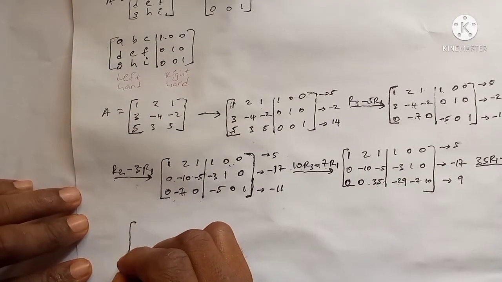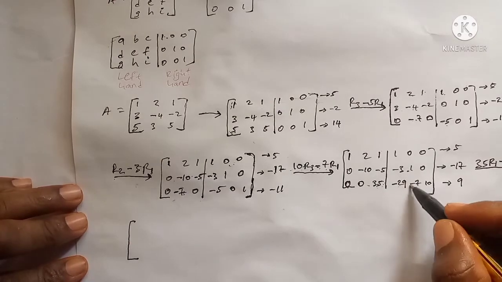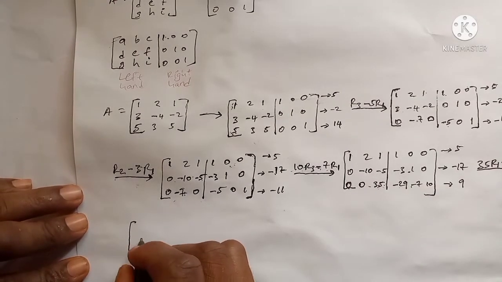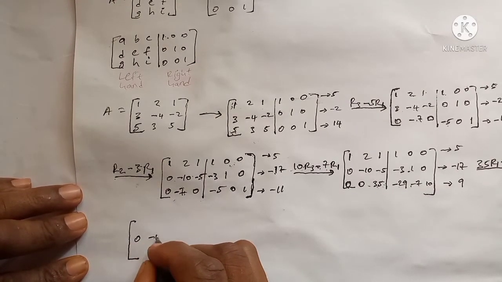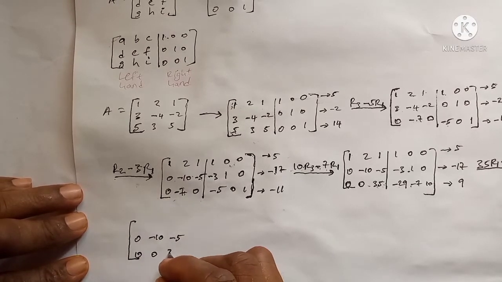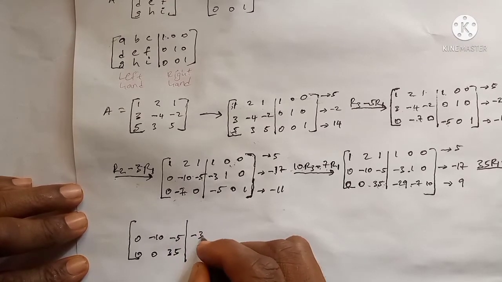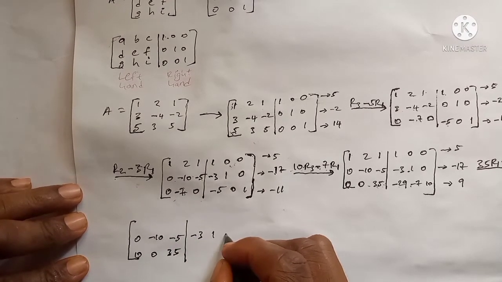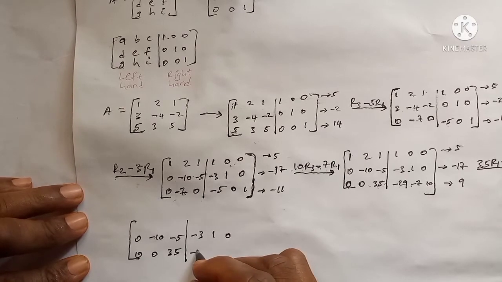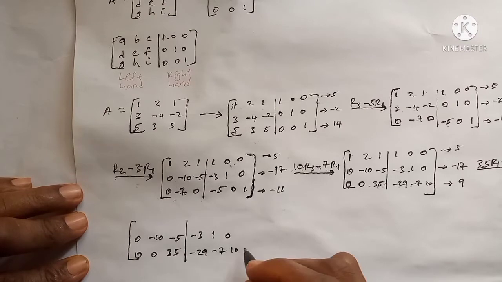Now we are going to apply it here. Remember, our row 2 and row 3 didn't change, so let me write them out. 0 minus 10 minus 5, 0, 0, and 35. Then minus 3, 1, 0, minus 29, minus 7, and 10.